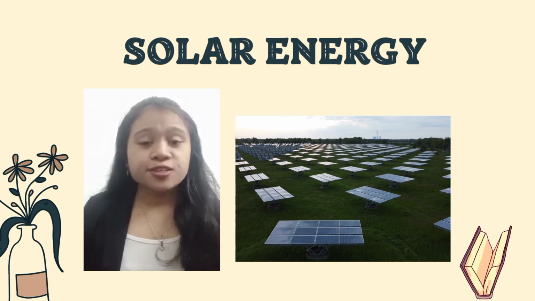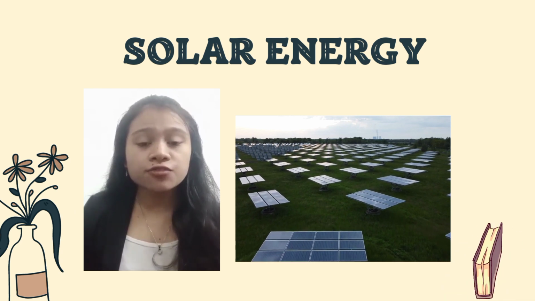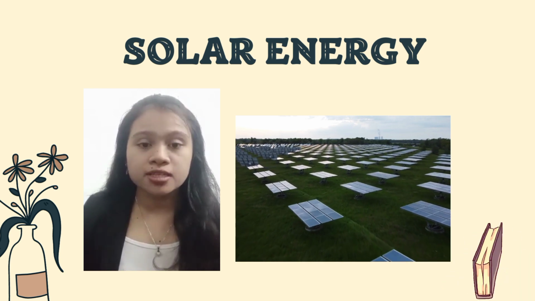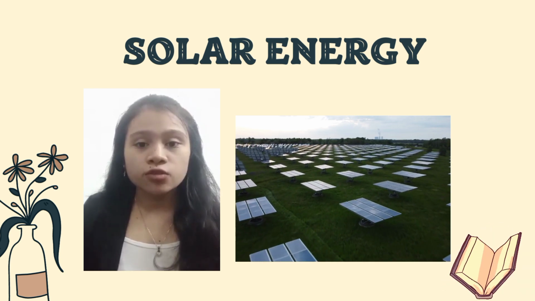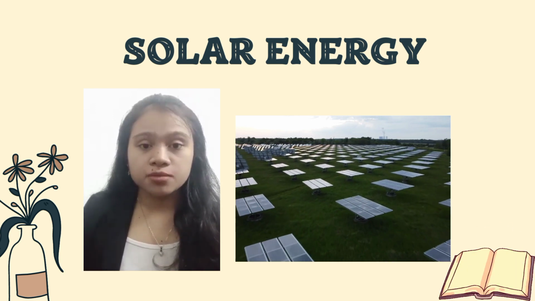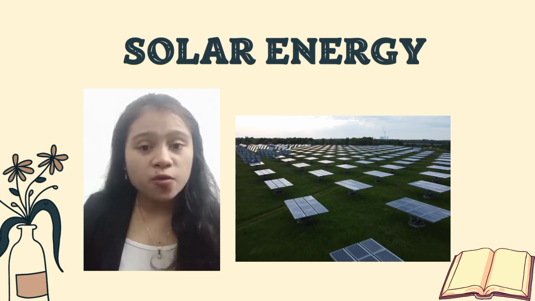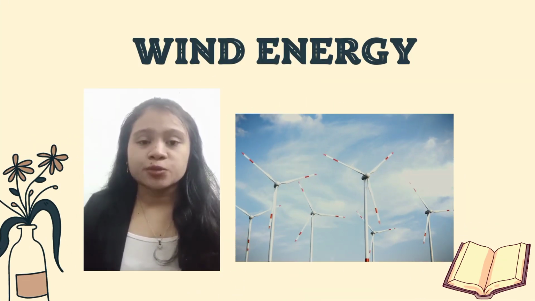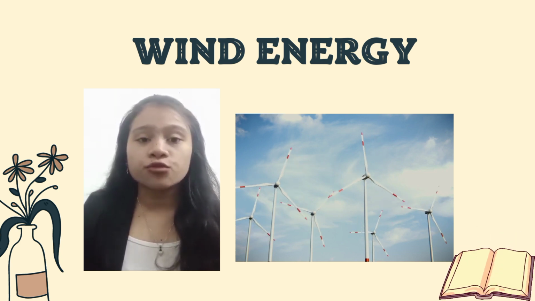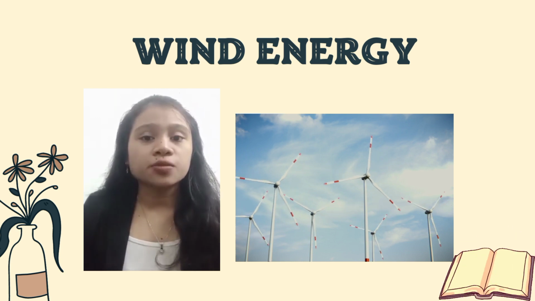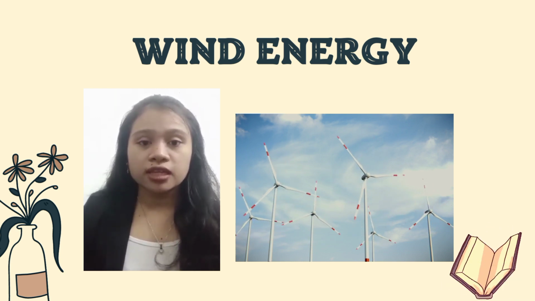Solar energy. Solar power harnesses the energy from sunlight using photovoltaic cells or solar thermal systems. Photovoltaic cells convert sunlight directly into electricity, while solar thermal systems use the sun's heat to generate power or produce hot water. Wind energy. Wind turbines capture the kinetic energy of wind and convert it into electricity. As the wind blows, it spins the turbine's blades, which then rotate a generator to produce power.